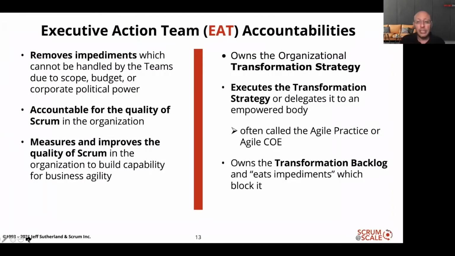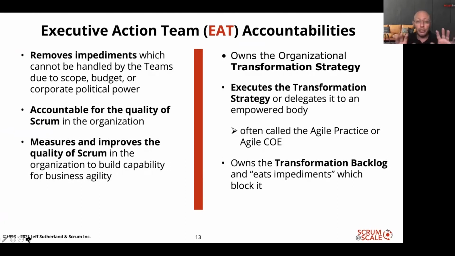Now, when it comes to these major accountabilities: removing impediments, being accountable for Scrum and improving the quality of it, owning the transformation strategy and executing it, or delegating it to the Agile practice, total other topic, but a lot of places have a center of excellence because the executives who run the EAT don't have the ability to go out and do it themselves. And owning that transformation backlog.